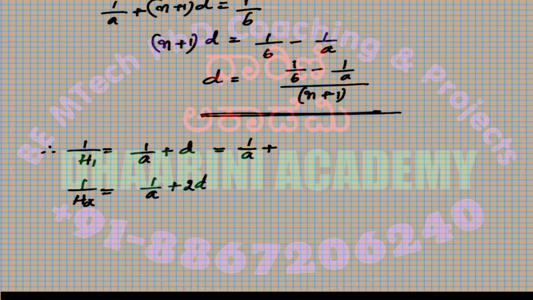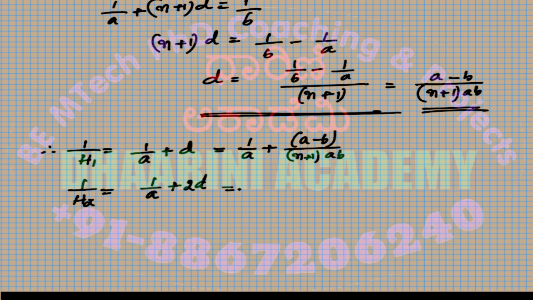Actually, you can see this can be further simplified. So I can take a common denominator. So A comes to this side, B goes to the other side. So this is A minus B divided by, common denominator is AB. So this is n plus 1 times AB. This is another format. Let's substitute this. So this is 1 by A plus D. So D should be A minus B divided by n plus 1 into AB.